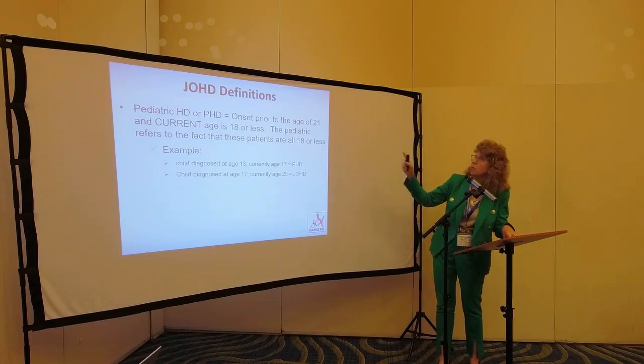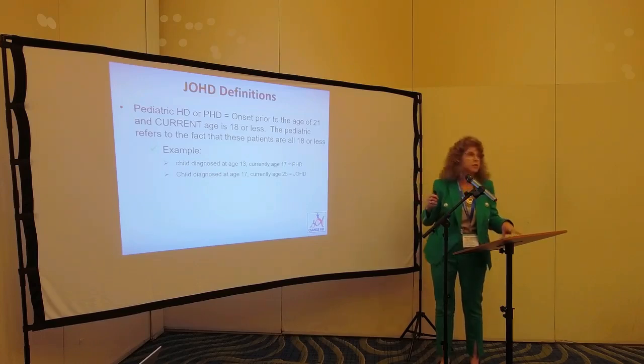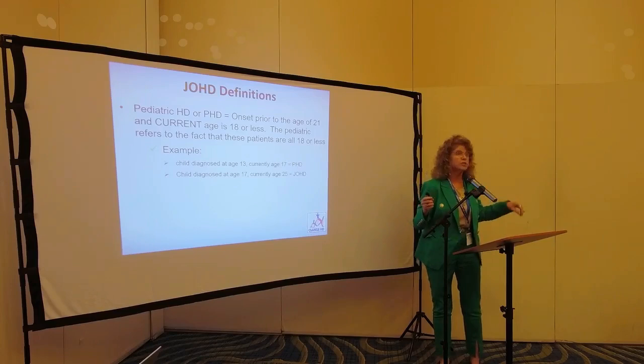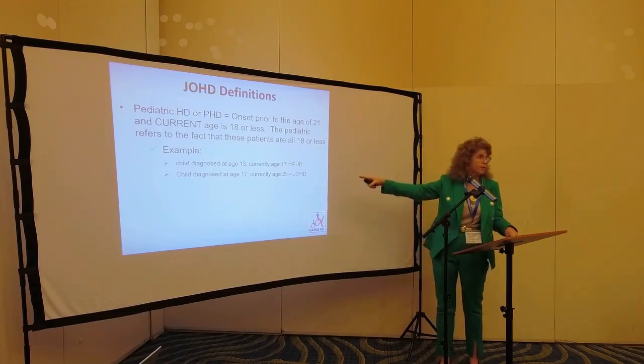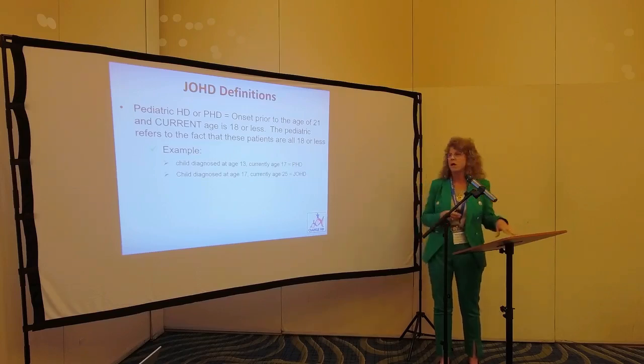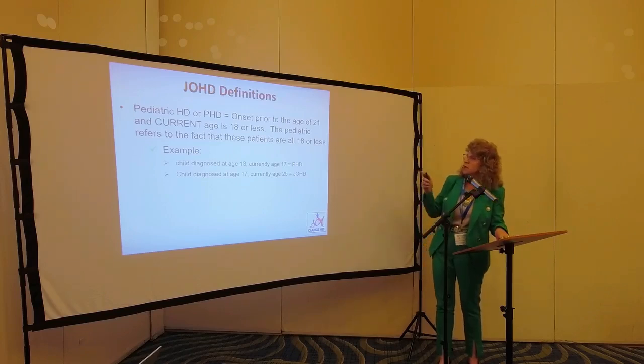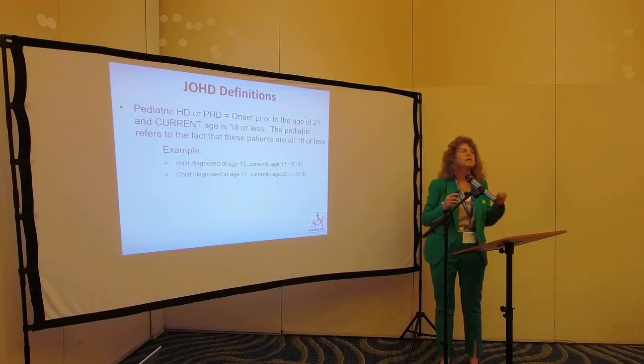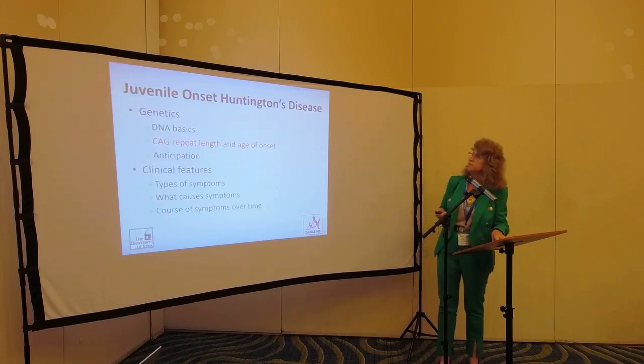And then if you're older than that, you can have a child that's diagnosed at age 17. So they're JOHD, but they might currently now be 25, right? So it's those definitions that I think are important. So juvenile just means when they're diagnosed. Pediatric will refer to the point that they're currently still a child.